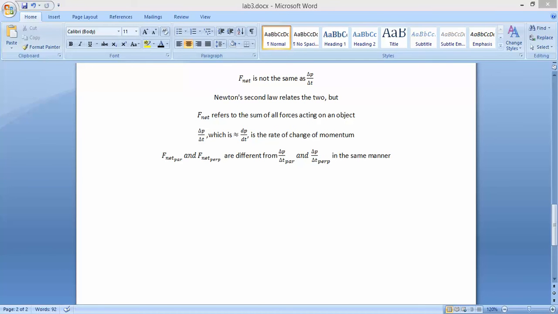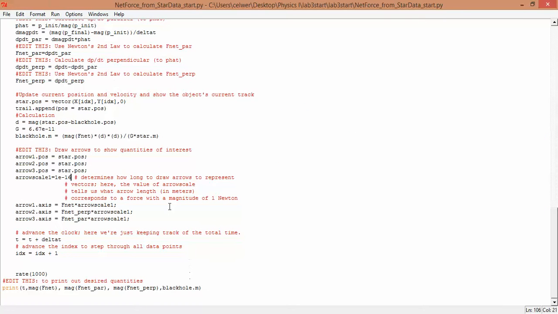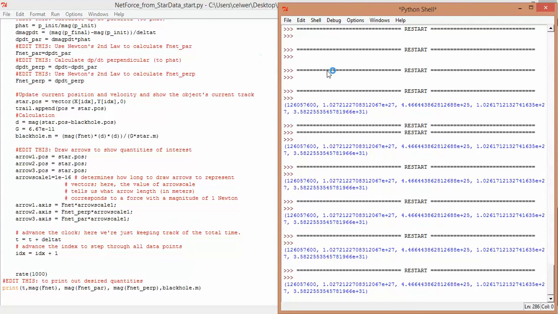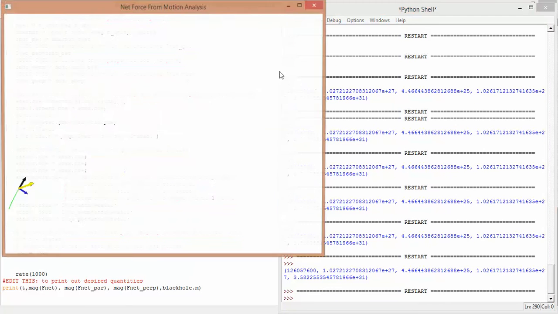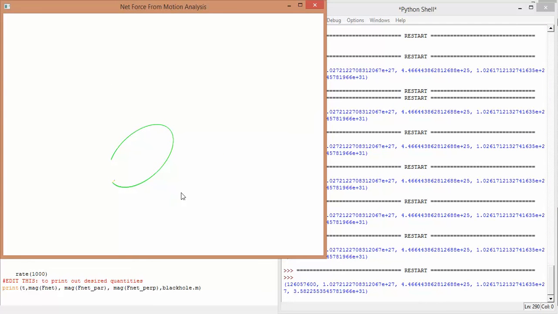Now I will run our module just to show a visual representation of the star orbiting around the unknown black hole mass that we now know. It takes a second, but I hope you could see it broke down the force components also.